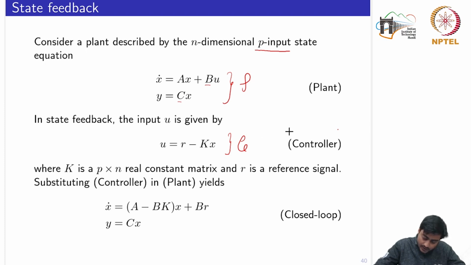Once we put this u into this plant, we obtain the state space equation for the closed loop system. That is, the A matrix would now change to A minus B times K. The B matrix would remain the same, but it now becomes a distribution matrix of the reference signal, and there would not be any change in the C matrix. So here we will discuss some designs to synthesize this K.